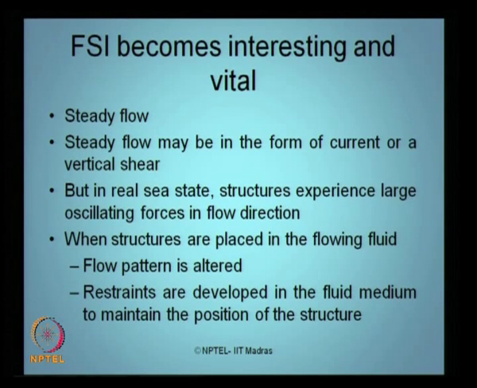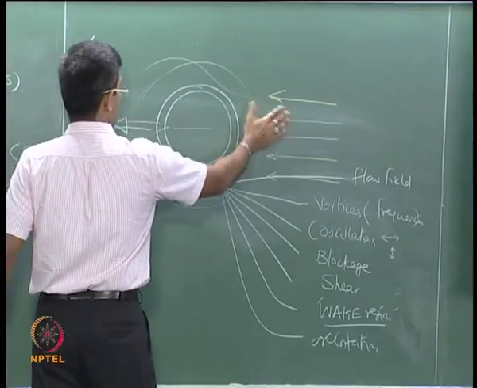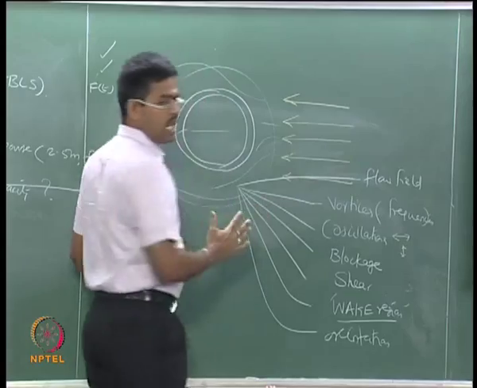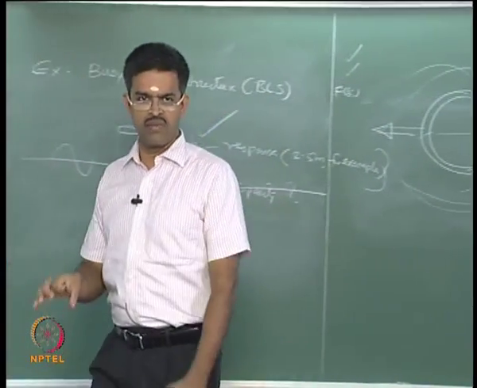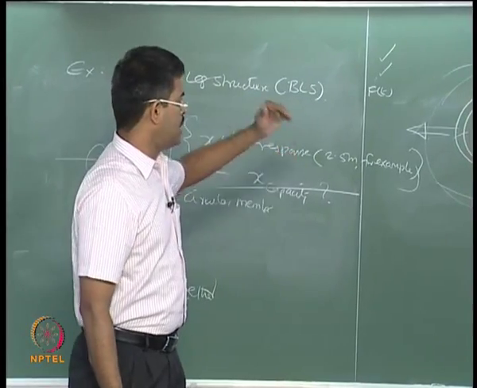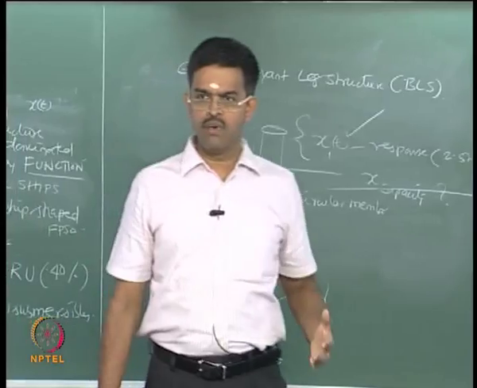When the structures are placed in the flowing fluid, then the flow pattern of the fluid itself is altered. That is very interesting. As I showed you here, the uniform flow can get altered and diversified. So the flow pattern itself will get diverted or changed because of the presence of the member, depending upon how large is the member, how many members are kept in series and parallel, and so on, what is the spacing of the member, etc.